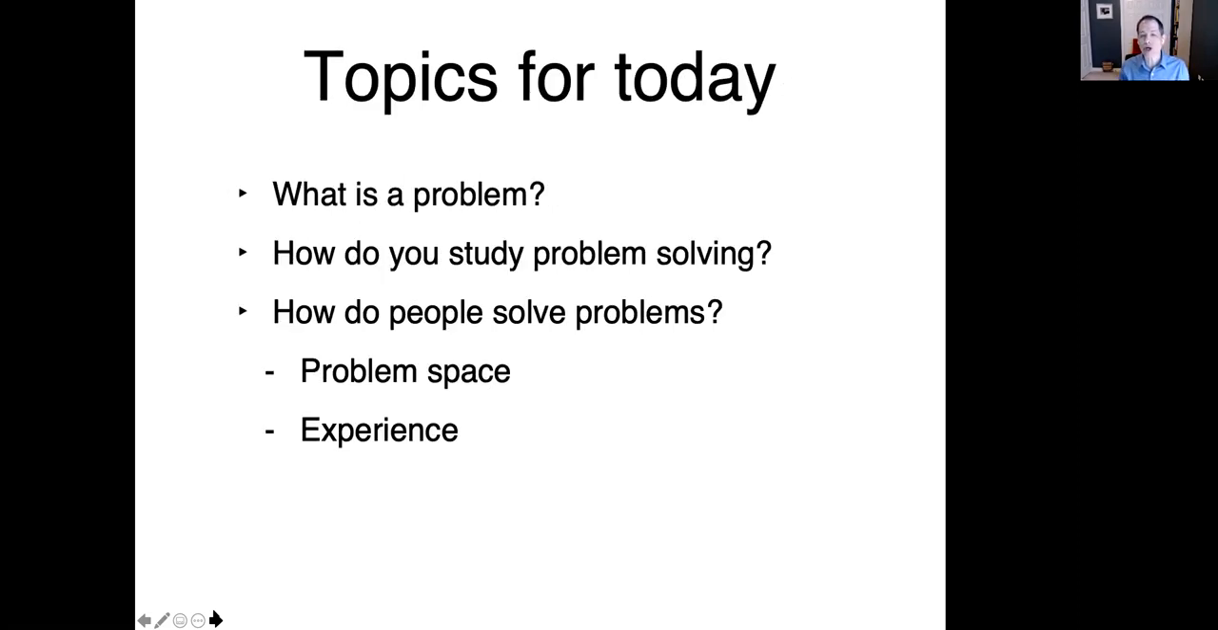So for today, we're going to talk about problem solving, which is an example of this focused thinking. And we'll talk about how you study solving problems, but mostly we're going to talk about how people actually solve problems. What are the mechanisms that explain it? What are the cognitive processes that underlie problem solving? And the two main theories we'll talk about are the problem space approach, which relies on using different kinds of algorithms and heuristics. And then we'll talk about the role of experience, so analogy and background experience and expertise in problem solving.